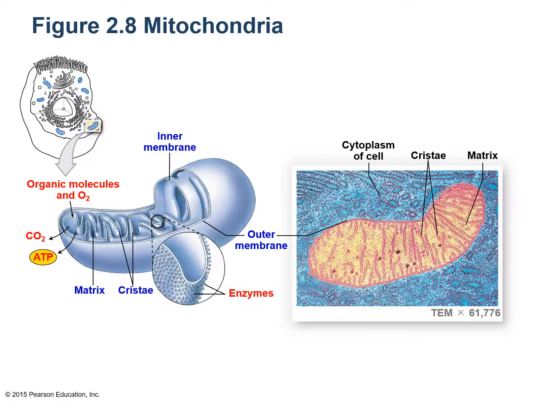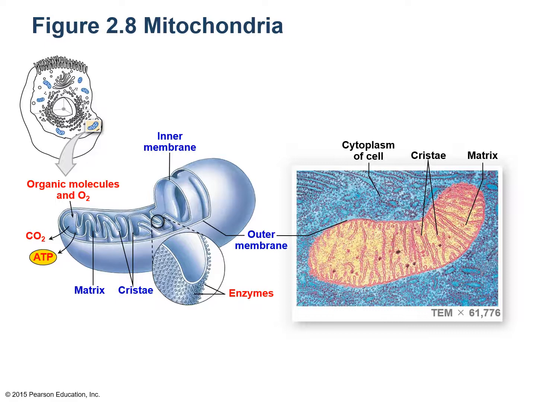This figure shows the anatomy of the mitochondria. The mitochondria are membranous organelles. They also have a double-layered membrane. The outer layer is smooth. The inner layer has infoldings, and those infoldings are known as the cristae.